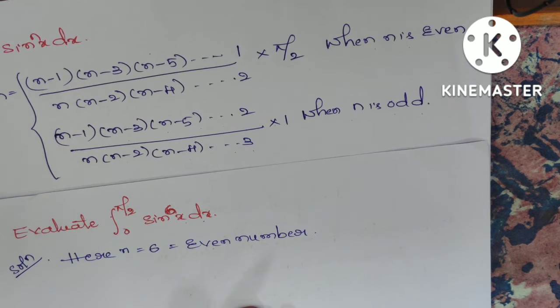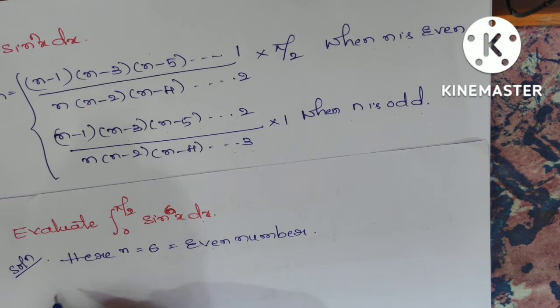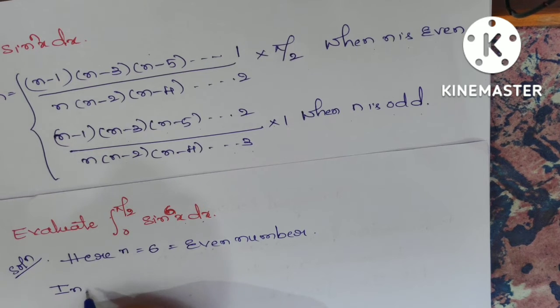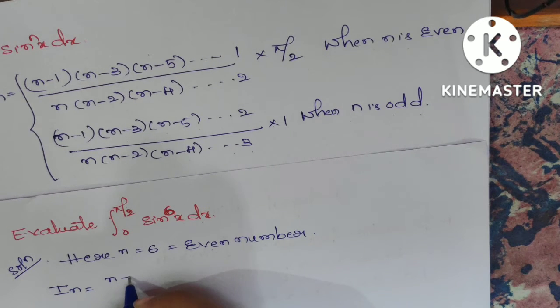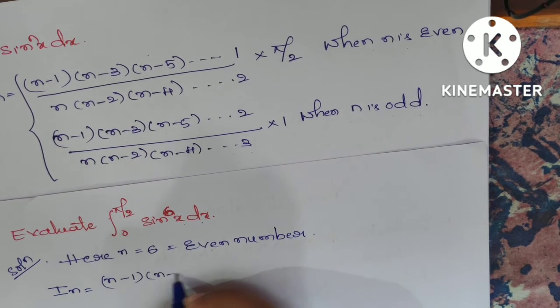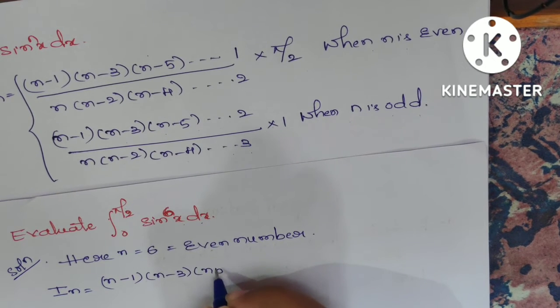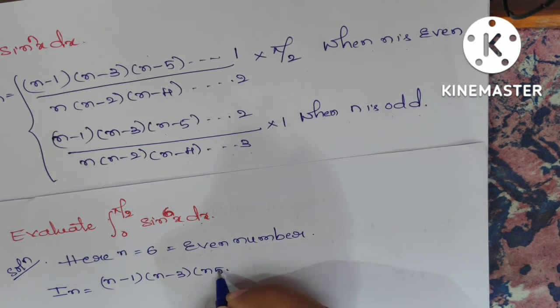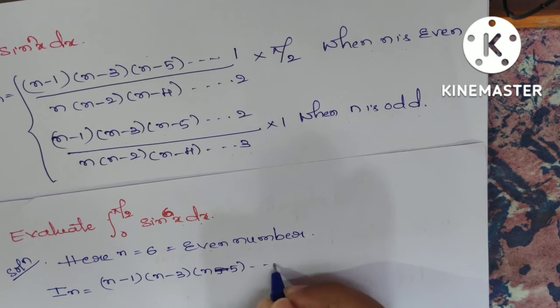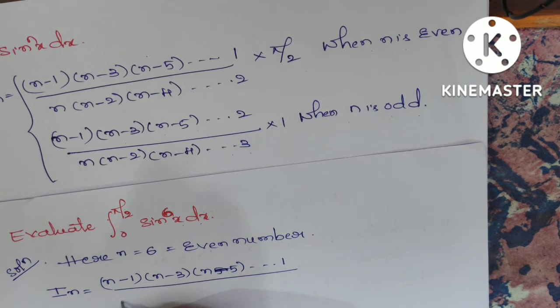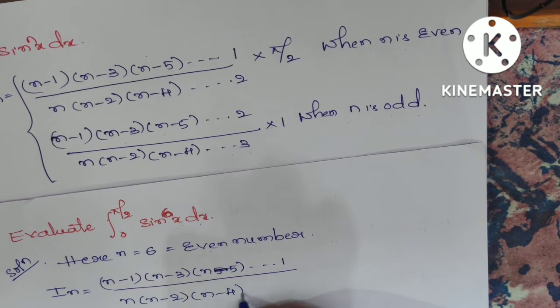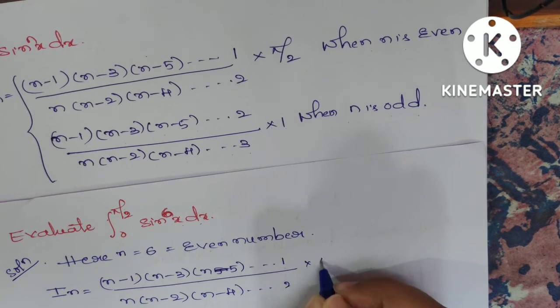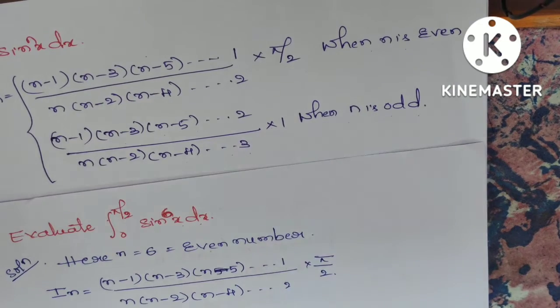Even number. So in equals n minus 1, n minus 3, n minus 5 and so on, 1 by n into n minus 2, n minus 4 and so on, 2 into pi by 2.